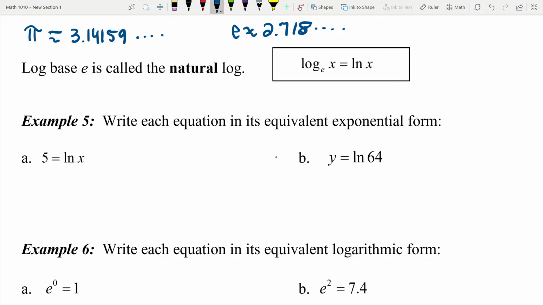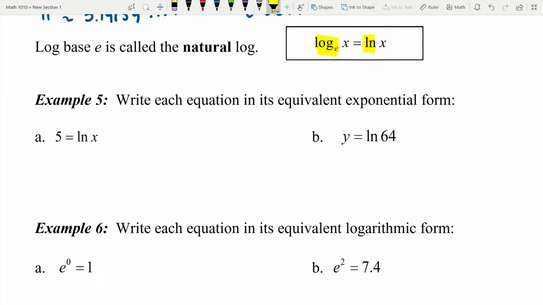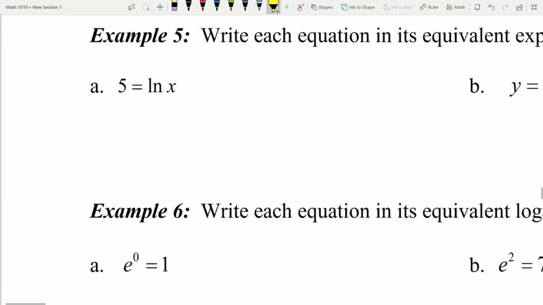So if you have log base e, see this log base e right here? You can just replace it with ln. They're equivalent. You can write it however you want. But if you have ever seen ln, it's log base e, okay? So look at this right here, example 5. Write it in exponential form. The first thing I want you to do, guys, is write 5 equals log base e of x. Now I want you to convert it.